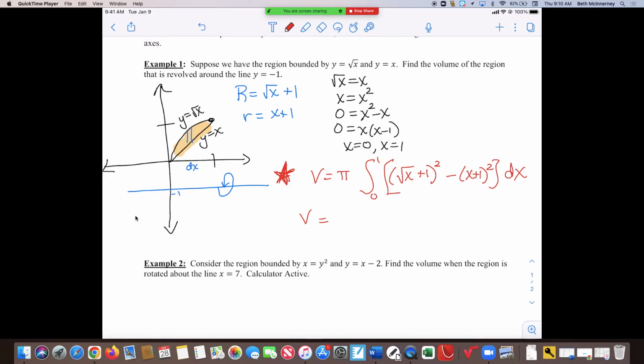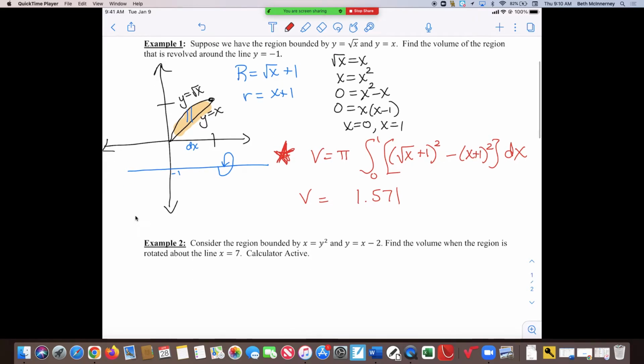What are we getting? I got 0.5. That's what I got, 1.571. I forgot pi and I keep on doing it. Oh, okay.